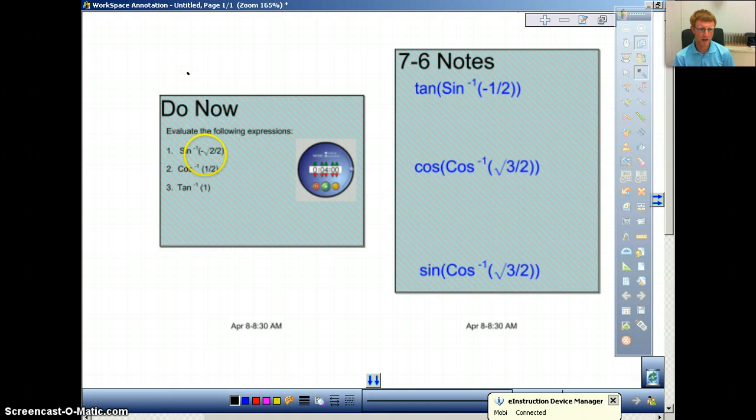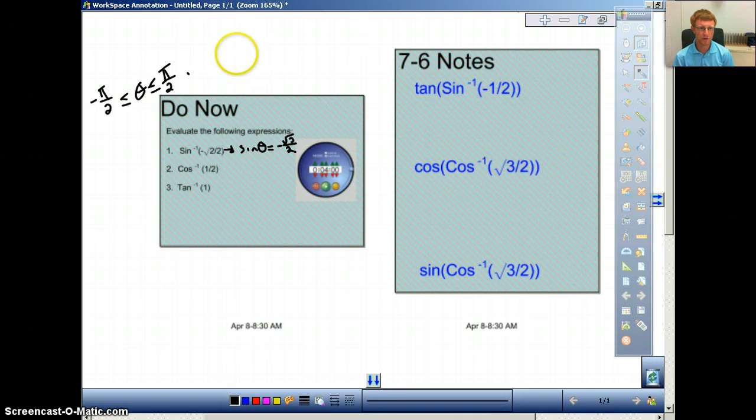So, inverse sine of negative square root of 2 over 2. If you recall, that is the same thing as saying we want the sine of theta equal to negative square root of 2 over 2. So we want to know when the sine of theta is equal to negative square root of 2 over 2. Now recall, the inverse sine has to be between negative pi over 2 and positive pi over 2.